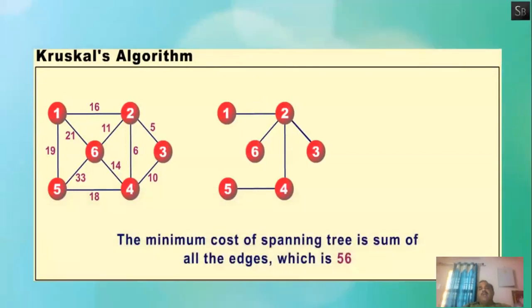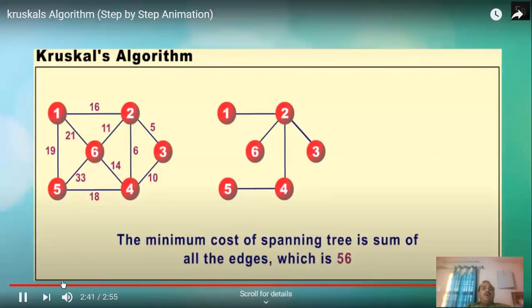The minimum cost of the spanning tree is the sum of all the edges, which is 56. Here 5 plus 6, 11, 11 plus 11, 22, 22 plus 16, 38, 38 plus 18, 56. The minimum cost of the spanning tree is the sum of all the edges, which is 56. Clear? All of you? This is 56. Kruskal's algorithm. Okay, all of you.